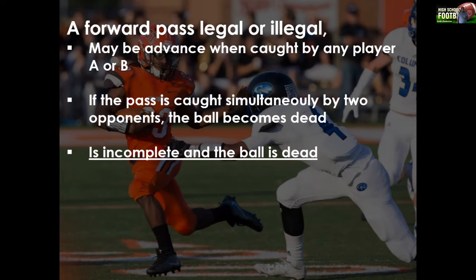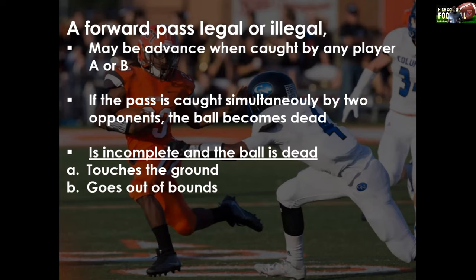All right, so a forward pass, legal or illegal, is incomplete and the ball is dead if it touched the ground. And I wonder, well, every forward pass is dead if it touched the ground. But I guess it's really talking about an illegal forward pass. Well, if I cross the line of scrimmage and I throw it forward, if it hits the ground, we can't consider it to be a fumble, right? Because he's not supposed to throw it since he's beyond the line of scrimmage. So I don't know if it used to be considered a fumble, but it's not a fumble, right? If I throw it backwards, a backwards pass, that's a fumble. But if I throw a forward pass, be it legal or illegal, if it touched the ground, it's dead. It's not considered to be a fumble.